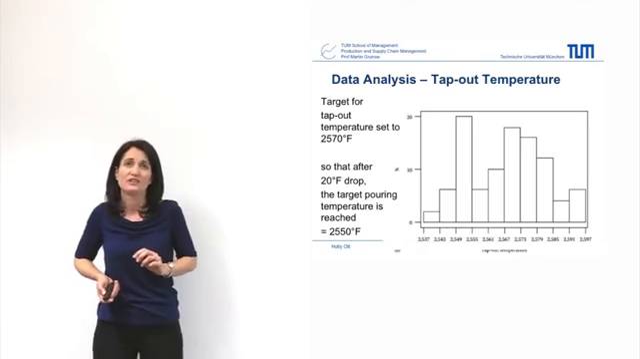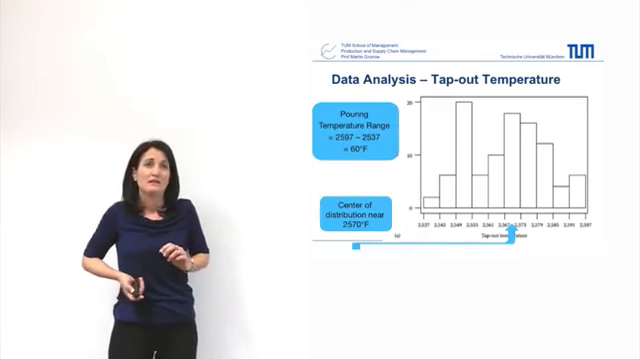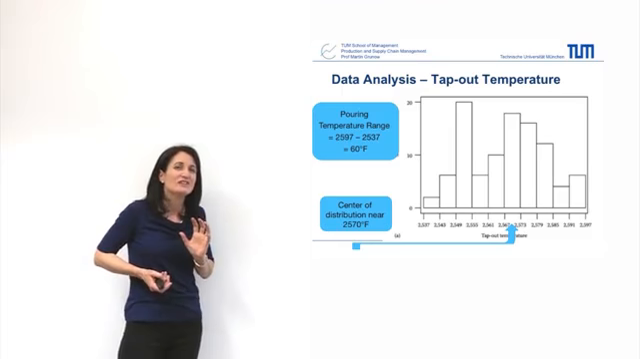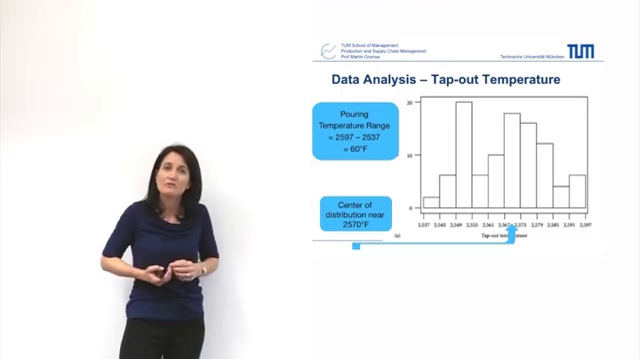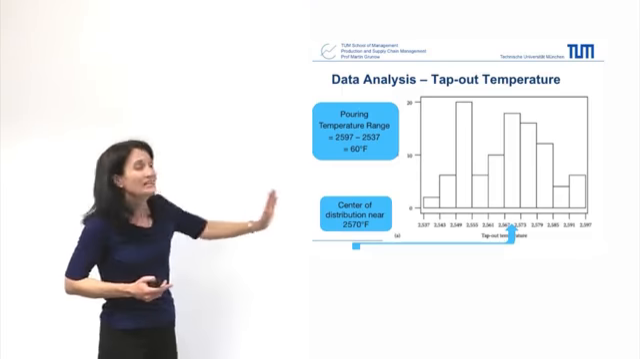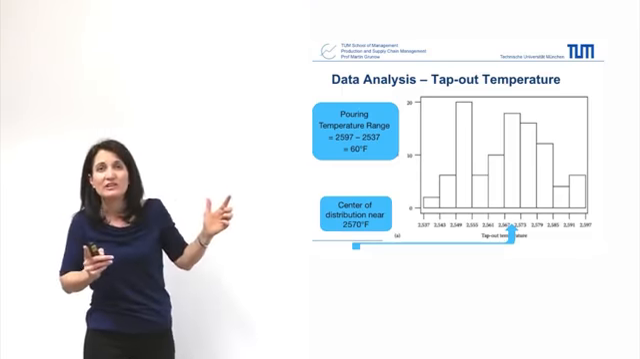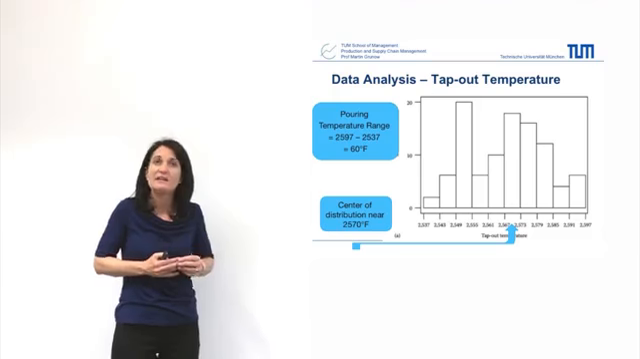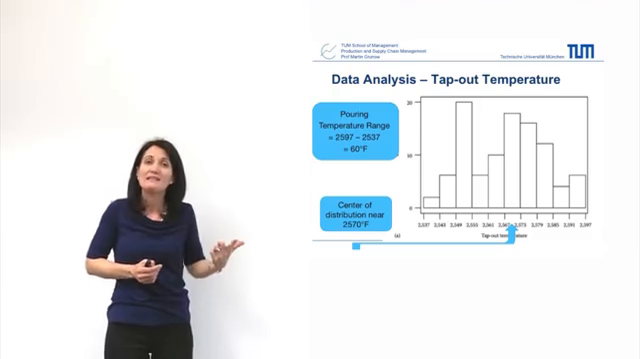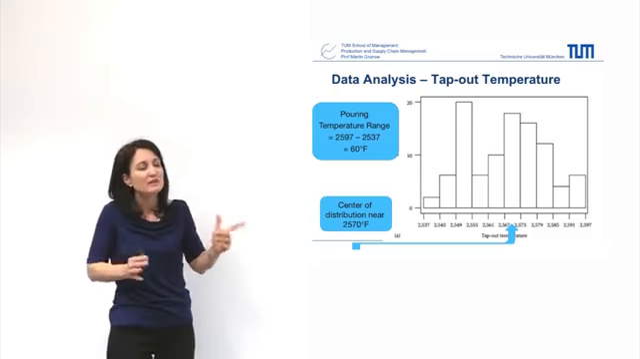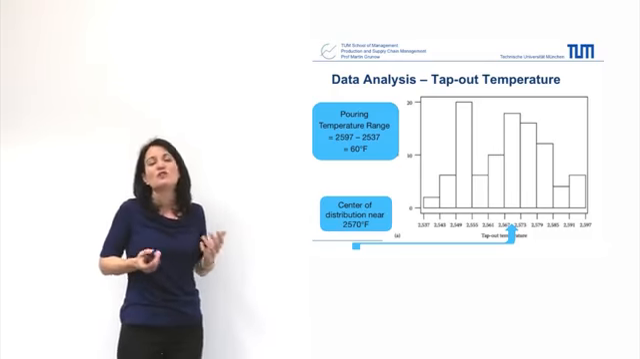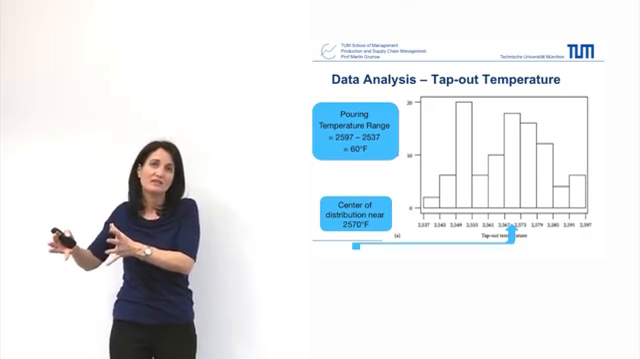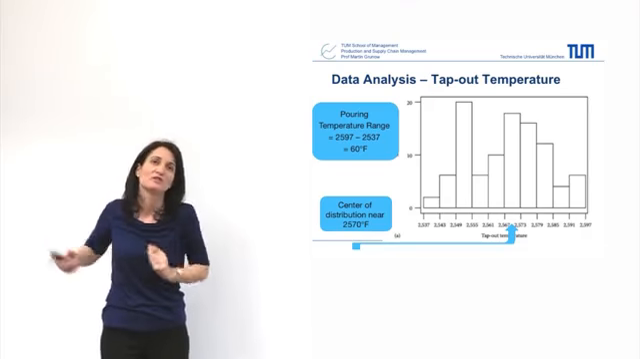Where is this data centered? And if you look, again, without doing calculations, it's roughly centered around 2,570, which is what we wanted. And the scale here is different. If you take the entire range, it's about 60 degrees. So actually, your tap-out temperature is not bad. It's centered where you wanted it to be, and it's maybe a bit too large, but it's a 60 degrees range. So now you have to think, what are you going to do? How can you bring your pouring temperature down 10 degrees? And how can you reduce the variability?